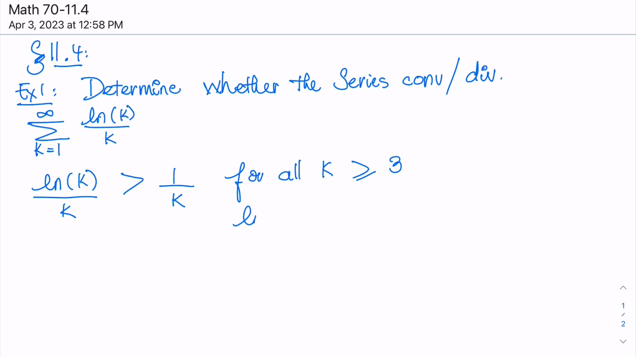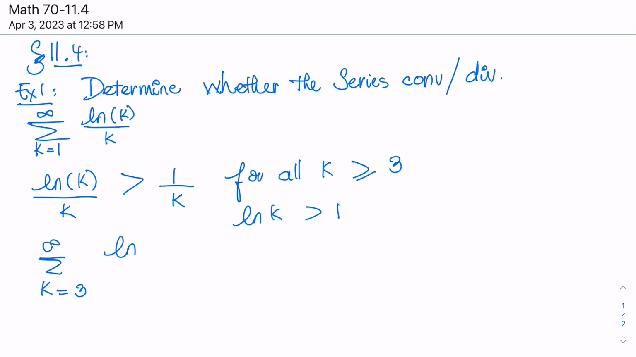Hopefully you can see that ln k is greater than 1 for all k greater or equal to 3. Therefore, we know that the harmonic series, which is the p series with p equal to 1, is divergent. Therefore, this series diverges.